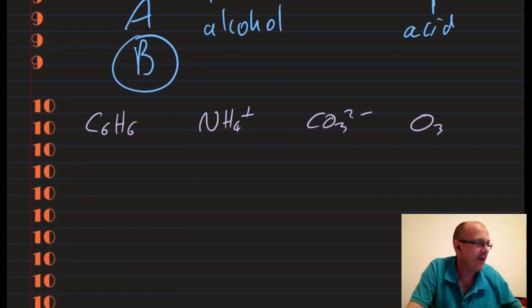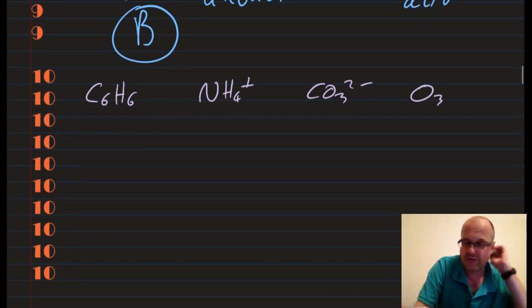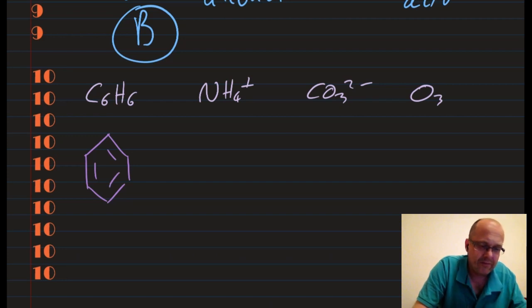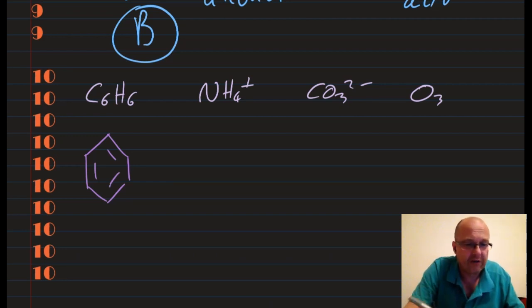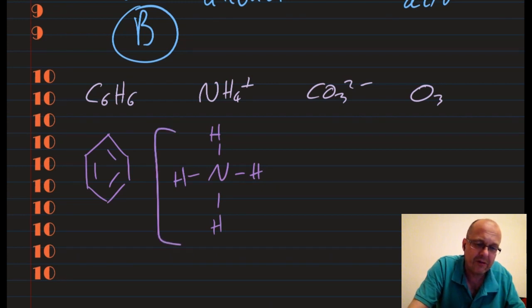Question 10, which does not have resonance structures. Well, my advice to you is to just learn these structures. Don't try and draw them out from first principles. But this is benzene. So that has 2 resonance structures. Those single bonds and double bonds exchange positions. The ammonium ion, well, that's only got single bonds. Don't forget, for resonance you need single and double bonds. So that's your answer there.